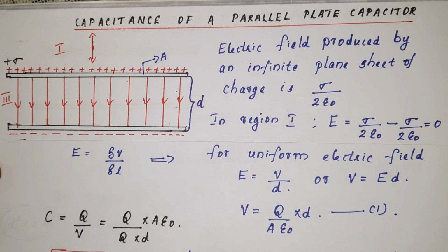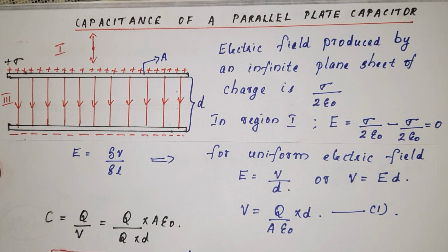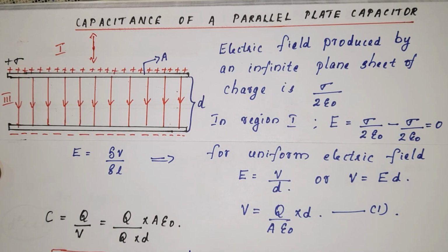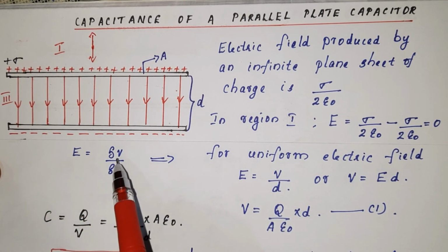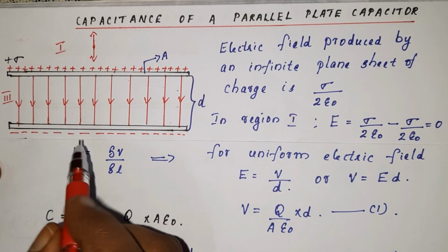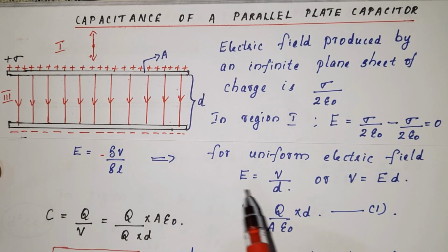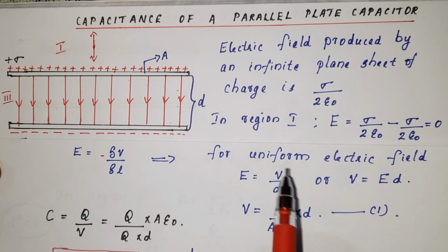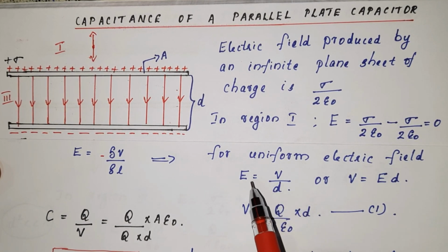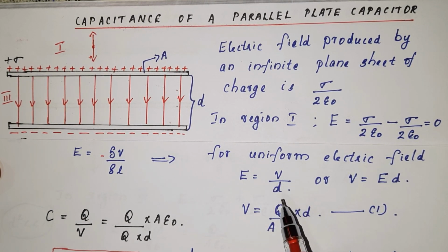To find the capacitance, the equation we use is C equal to Q by V. In order to use that equation, we need to get V. So how do we get V? We already know the equation E is equal to delta V by delta L. There is a negative sign, but since we are dealing with the magnitude, there is no need to consider that negative sign. For a uniform electric field, we can write E is equal to V by D.